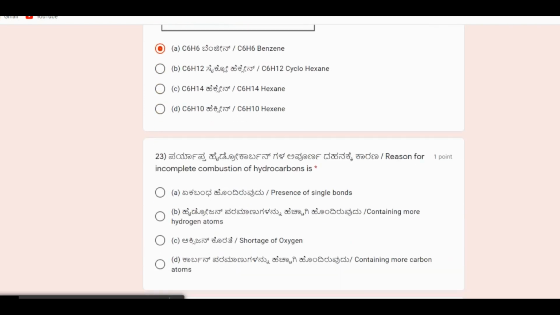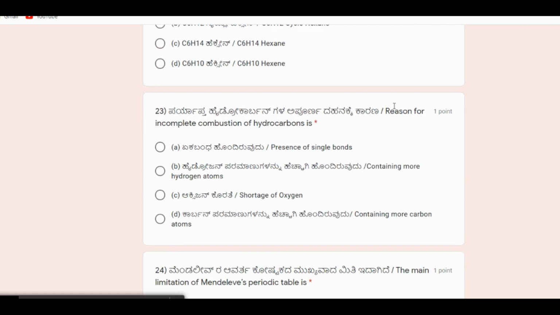We'll move to 23rd question. The reason for incomplete combustion of hydrocarbon is presence of single bonds, containing more hydrogen atoms, shortage of oxygen, or containing more carbon atoms. The correct reason for incomplete combustion of hydrocarbon is shortage of oxygen. The 23rd option is C.